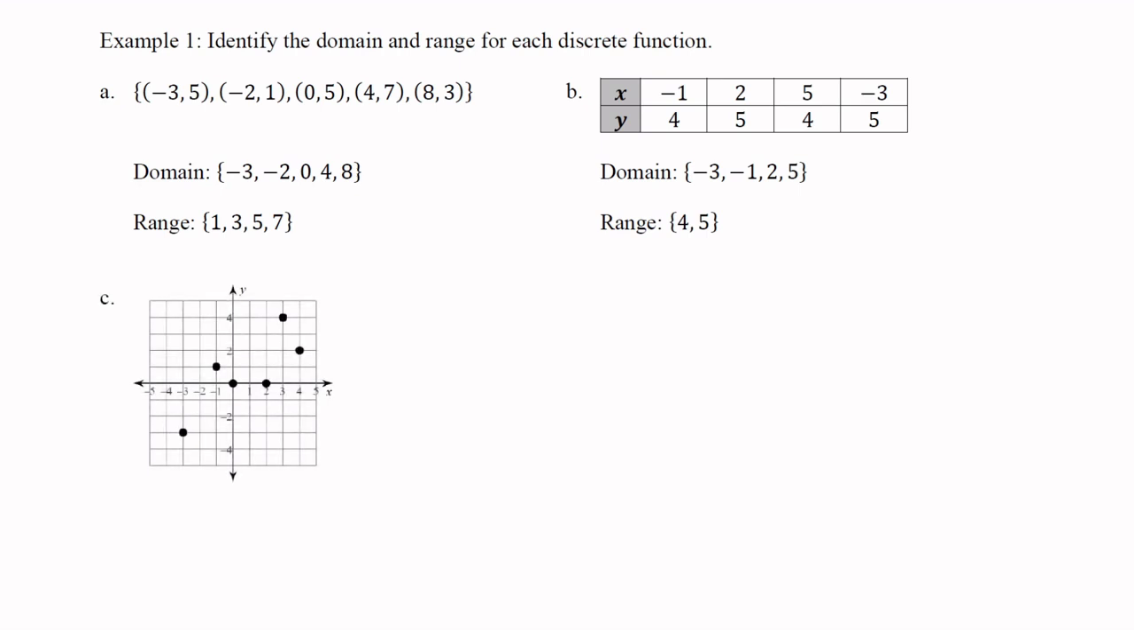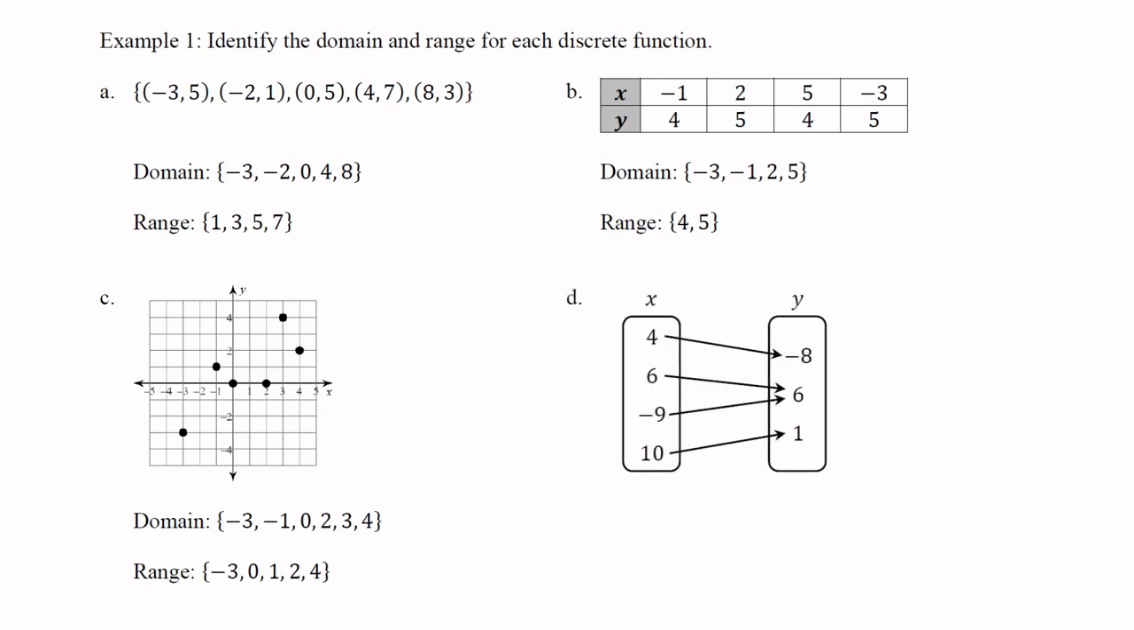For C, we have a graph. So here, I would follow the x-axis from left to right and write down all of the x values in which there is a point either below or above it. So we've got -3, -1, 0, 2, 3, and 4. Then start at the bottom of your graph and write your range values. So look along your y-axis and write down all the y values that have a point either to the left or to the right of them. So we have -3, 0, 1, 2, and 4.